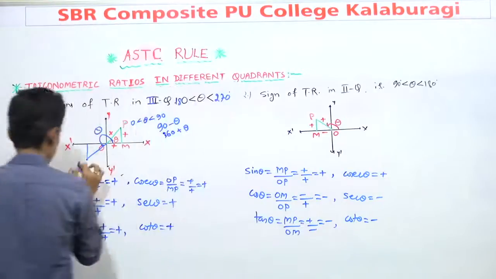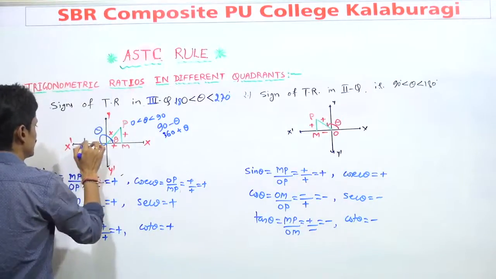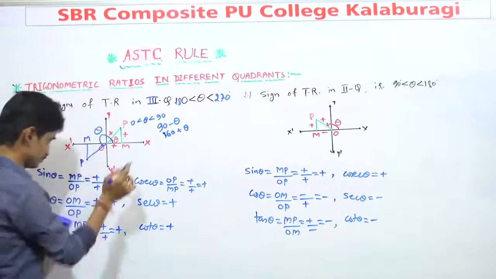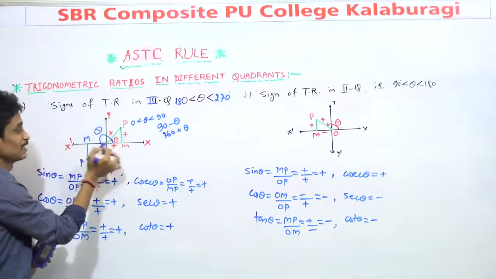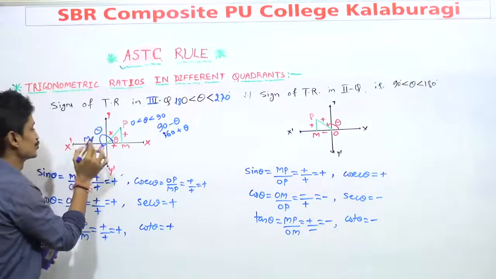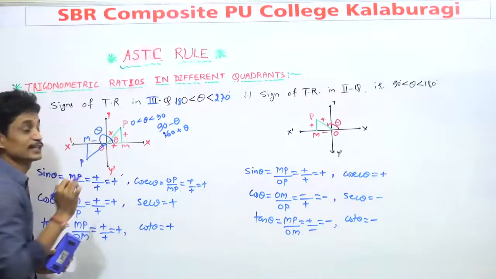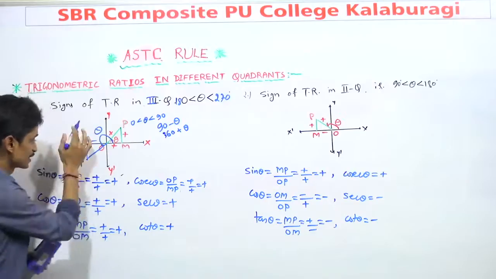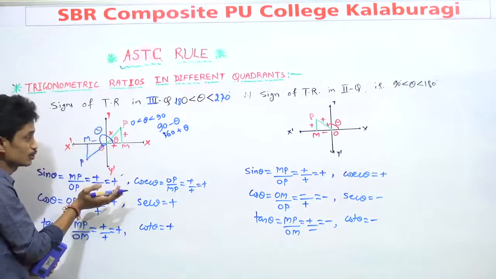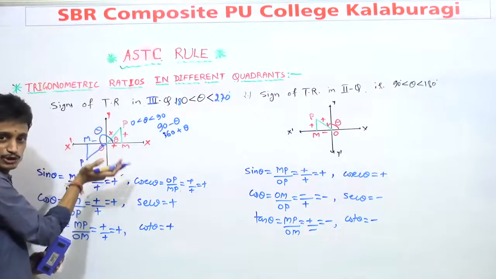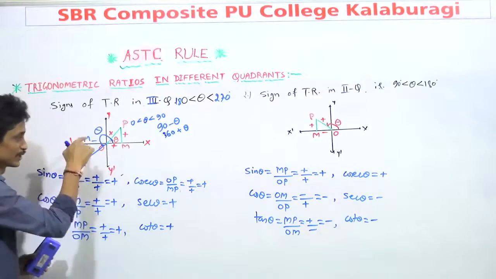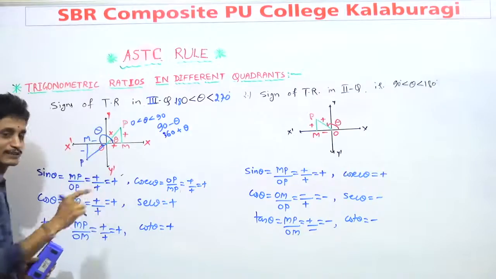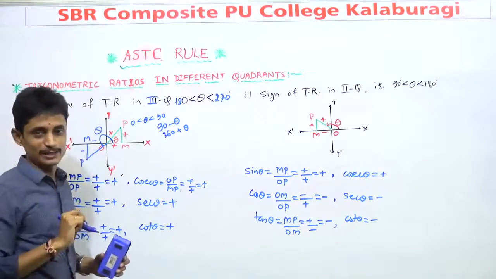Now here too I will write P and this is M. OX dash means the left-hand side of the origin, so OM will give us a negative dimension. MP is below the x-axis, below the origin, so we will get a negative quantity, because below the x-axis y gives a negative dimension.